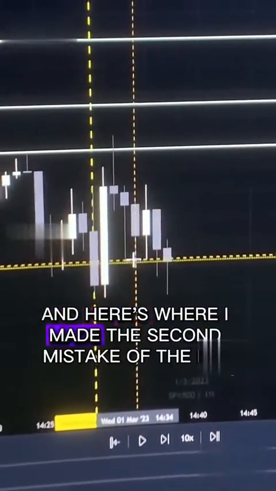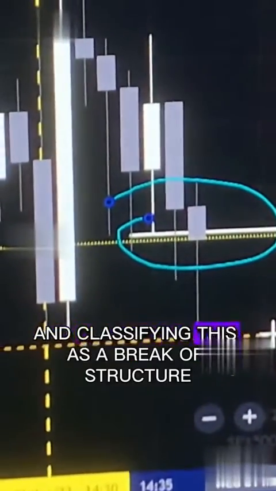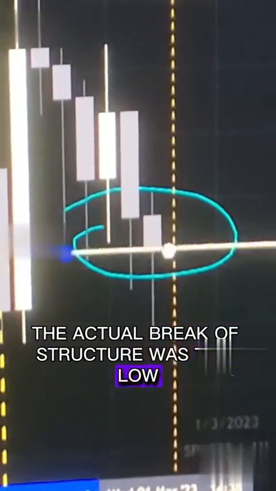And here's where I made the second mistake of the day, which was identifying this as the low, which it wasn't, and classifying this as a break in structure when it wasn't. The actual break in structure was this low, and as you can see, it was not there yet. So then I placed my entry there. As you can see, price went up and took me out.